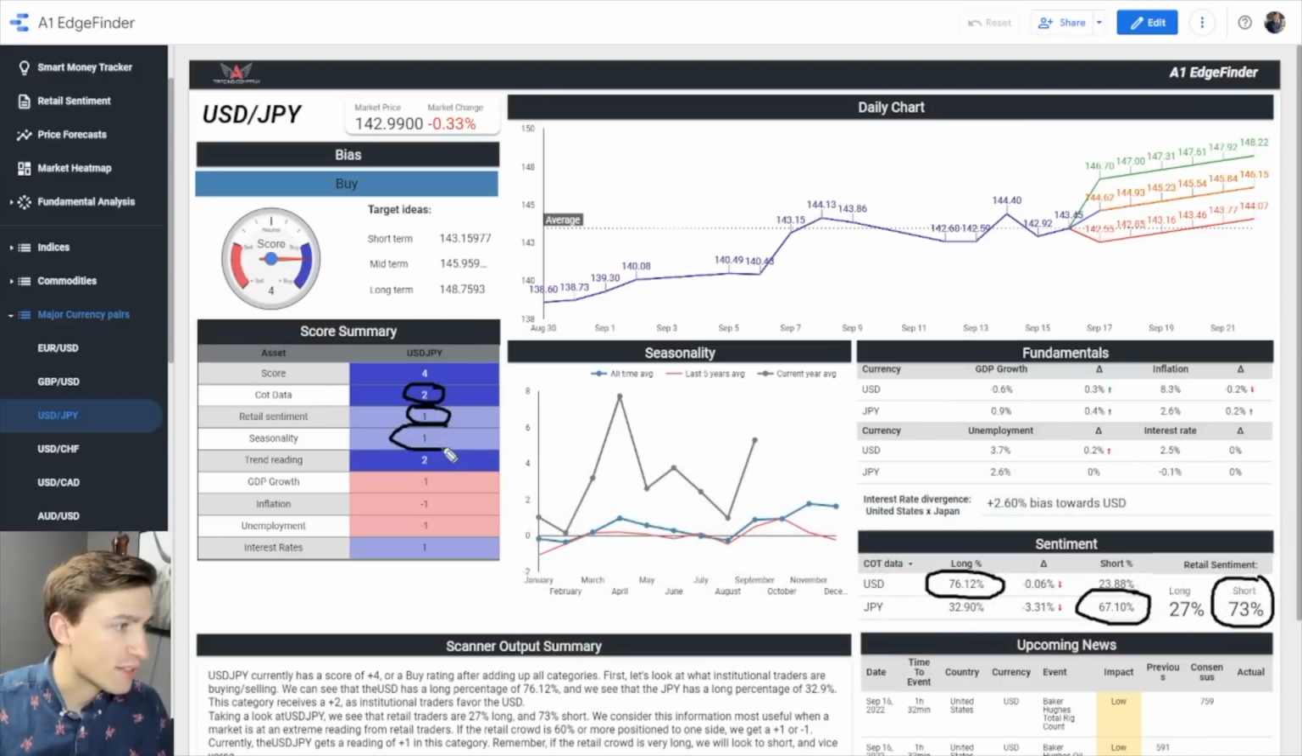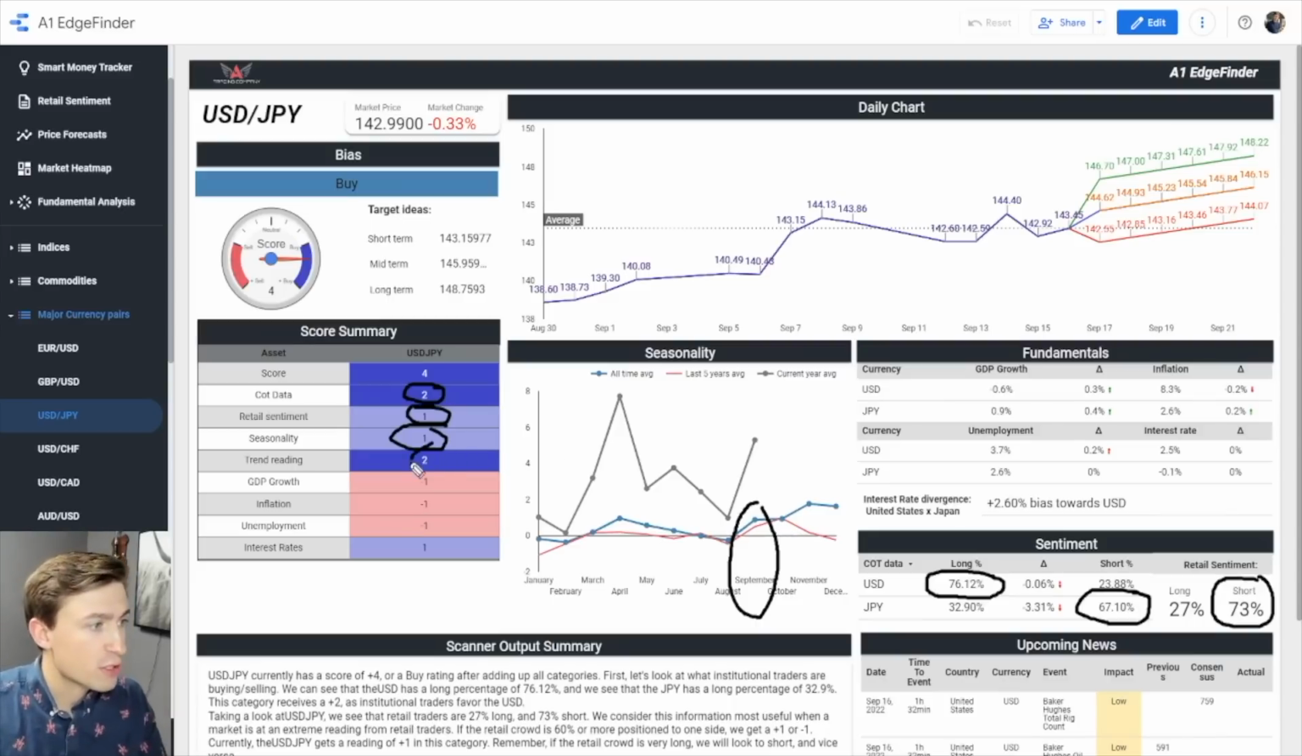Now we go down the list again, seasonality. The month of September is historically a very strong month for the dollar yen, and we are mid-September right now, so that adds to the confluence to the trade. If we take a look at the trend reading, we have a strong upward trend, as indicated in our technical analysis from earlier.